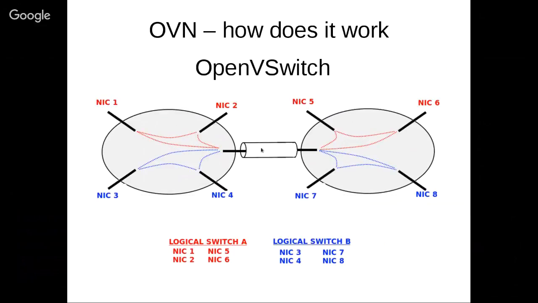Combining all this gives us the ability to create isolated logical switches spanning over the entire OVN environment consisting of multiple OVS switches. Here, for example, we would have 2 logical switches, red connecting NICs 1, 2, 5, and 6, and blue connecting 3, 4, 7, and 8. The OVN logical switches are the equivalent of oVirt networks. Whenever an external oVirt network is created, a logical switch is created in OVN.